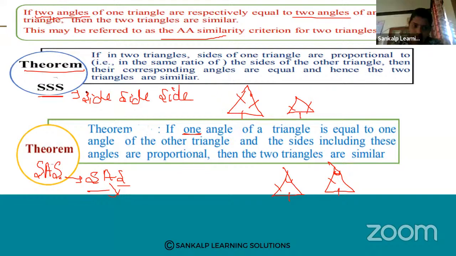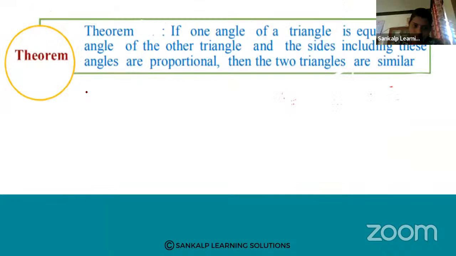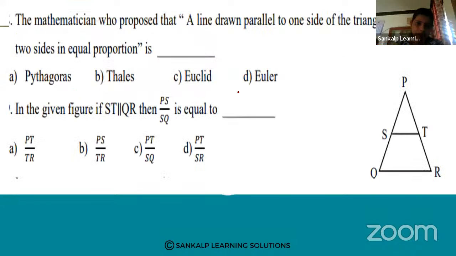So we should practice the theorem thoroughly. All theorems must be done perfectly. Okay. Next, if one angle of a triangle is equal to the angle of the other triangle and the sides, okay, it is also the same. The same thing is repeated, the SAS criteria. Okay. Next. Based on these theorems, we shall solve some multiple choice questions.